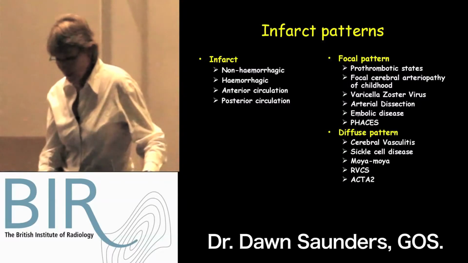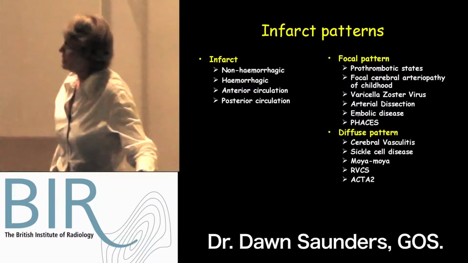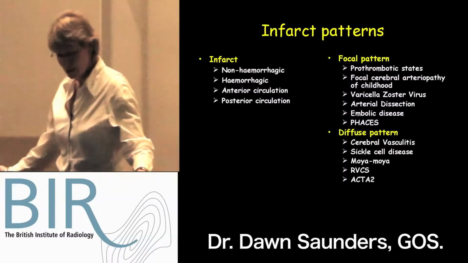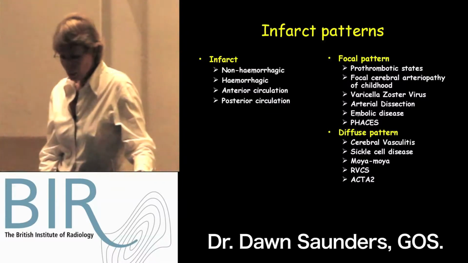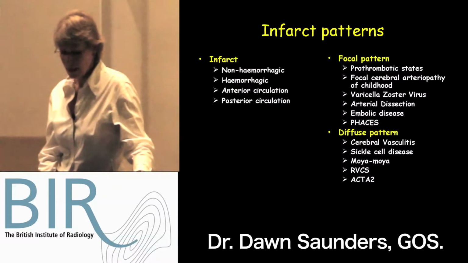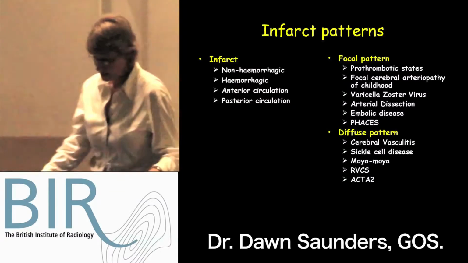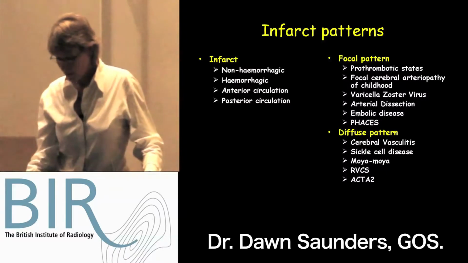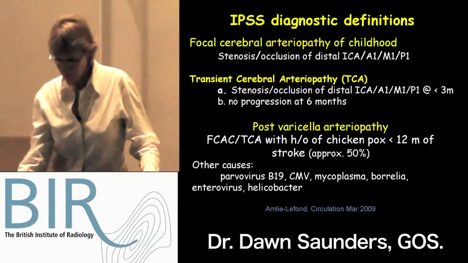And the vascular diagnoses range from just a prothrombotic state to this FCA, TCA diagnosis, which I'll talk to you about, varicella zoster, dissection, embolic disease, which can have just a single infarct or phases, and the diffuse pattern where you have diffuse vasculopathy, cerebral vasculitis, sickle cell disease, Moyamoya, reversible cerebral vasoconstriction syndrome, and I'm going to talk a little bit about those.